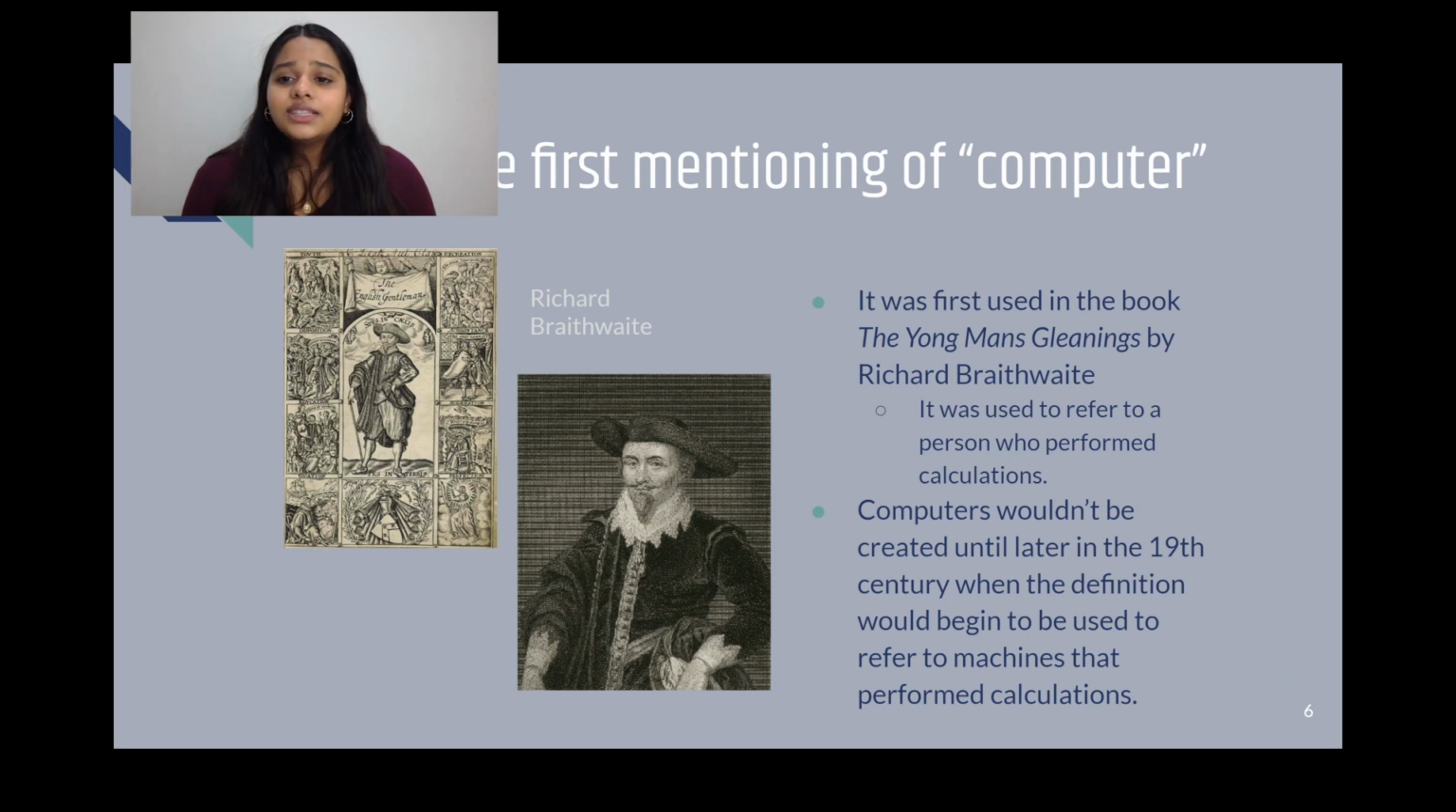In 1613, hundreds of years ago, was the first mentioning of the word computer. It was first used in a book, and generally it didn't refer to a machine, but a person that performed calculations. Later on, in the 19th century, computers would begin to develop, and the word would shift in the sense that it no longer referred to a person, but referred to a machine that performed calculations.